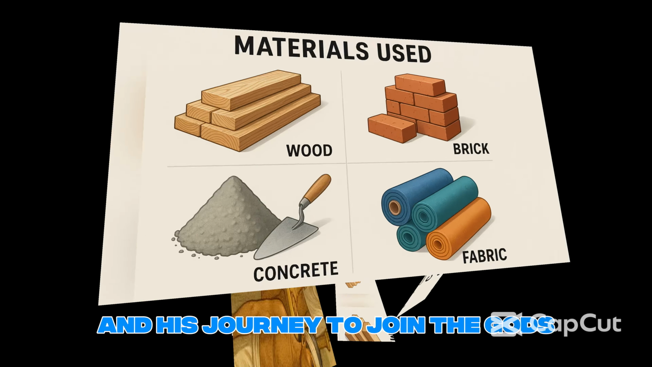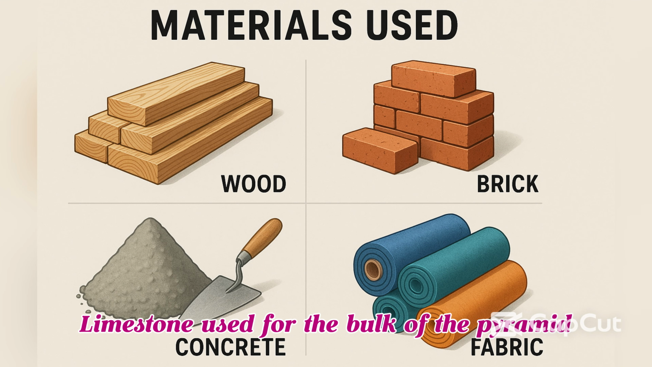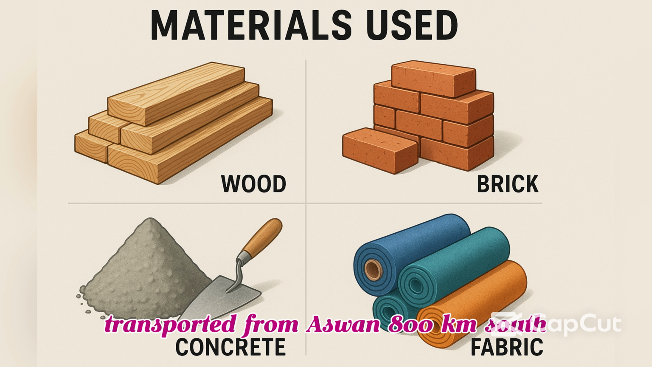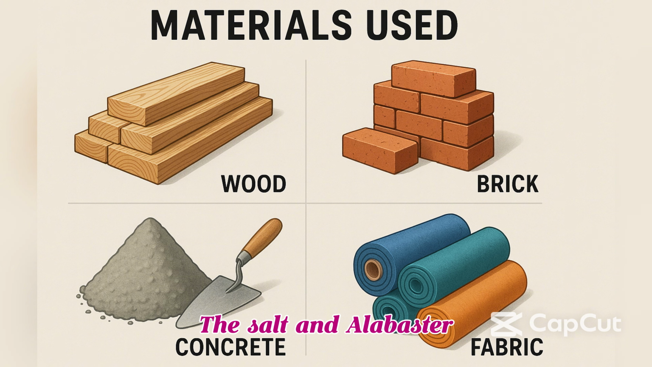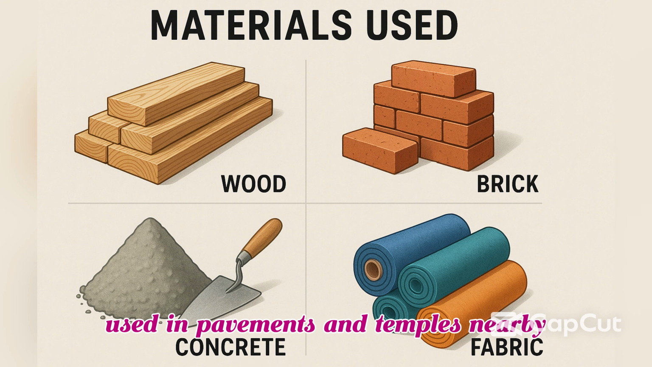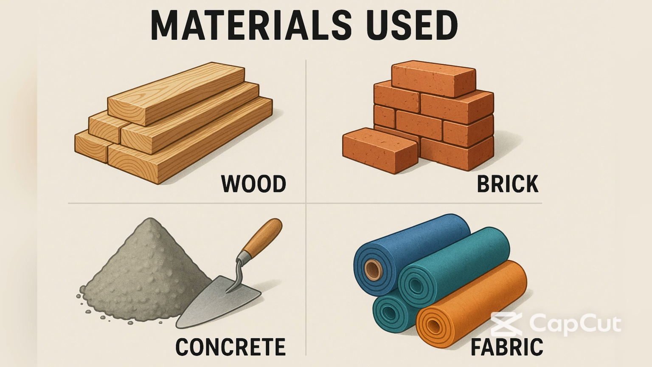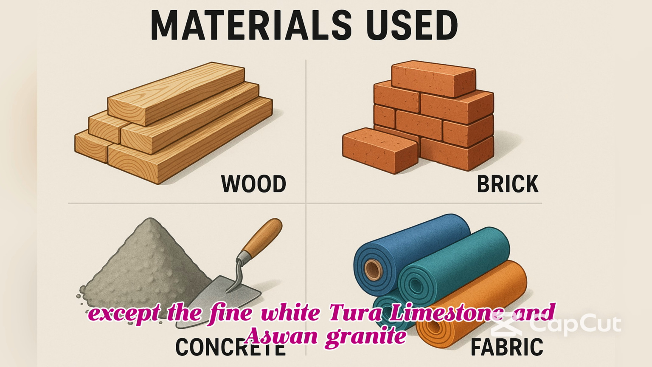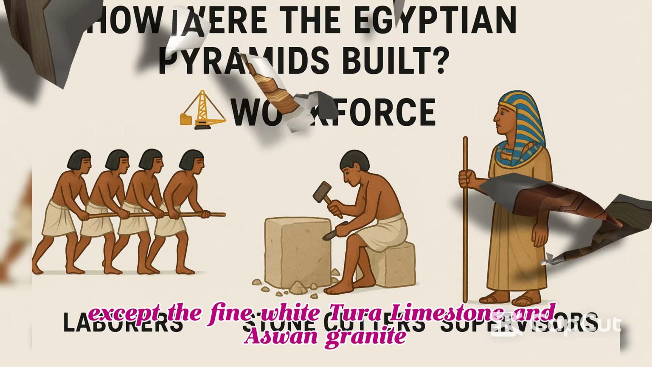Materials used: limestone, used for the bulk of the pyramid. Granite, used for internal chambers and sarcophagi, transported from Aswan, 800 kilometers south. Basalt and alabaster, used in pavements and temples nearby. All materials were sourced locally, except the fine white Tura limestone and Aswan granite.